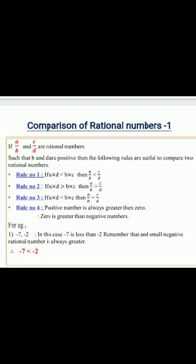Rule number 2. If a into d is greater than b into c, then a upon b is greater than c upon d. Rule number 3. If a into d is equal to b into c, then a upon b is equal to c upon d. Children, a positive number is always greater than 0, and 0 is greater than a negative number.